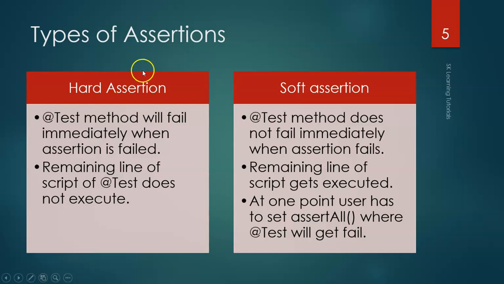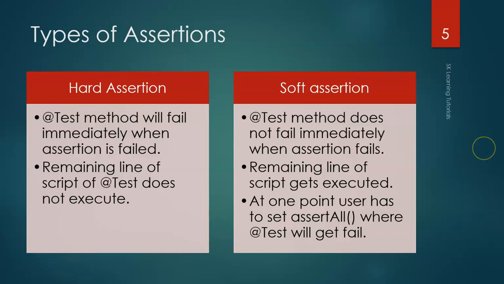So let's understand the difference between hard assertion and soft assertion. In case of the hard assertion, whenever any assertion is failed, Selenium will stop the execution. But in case of the soft assertion, when any assertion is failed, execution will continue. Your test case will be marked pass or fail based on the status of the assert all method, which will conclude all the assertions and will mark your test case either pass or fail.